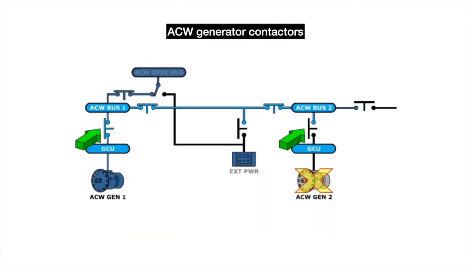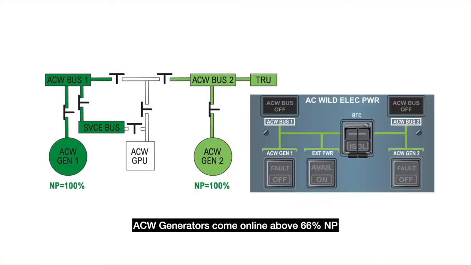Just like with the DC generators, the GCU, or generator control unit, controls and protects the AC wild generators as well. The GCU opens the contactors to disconnect the AC wild generator in case of any problems. The AC wild generators come online above 66% of the propeller RPM. So when the propeller RPM is more than 66%, the AC wild generators will be online.